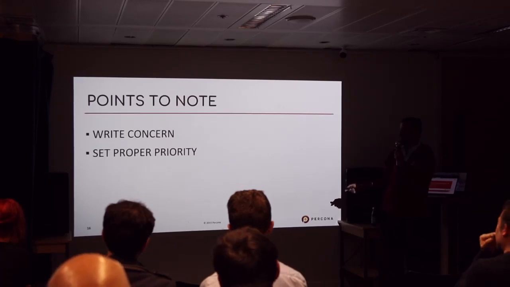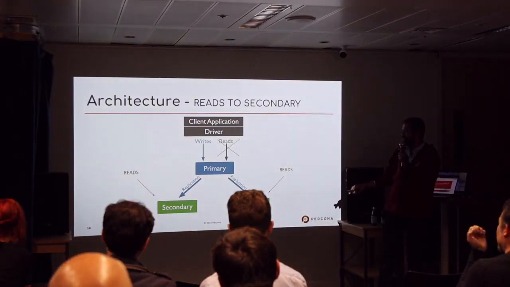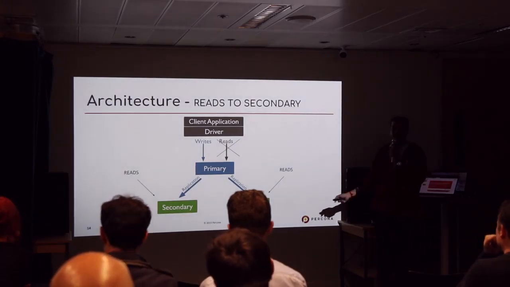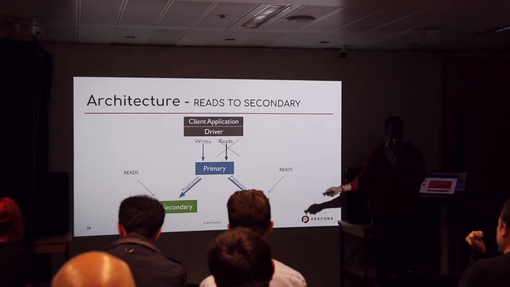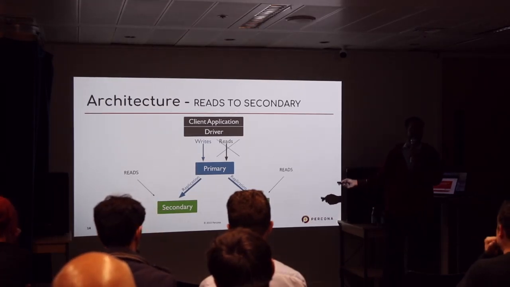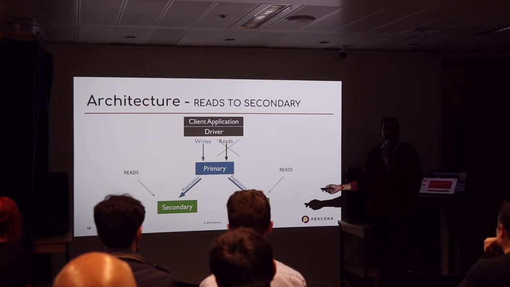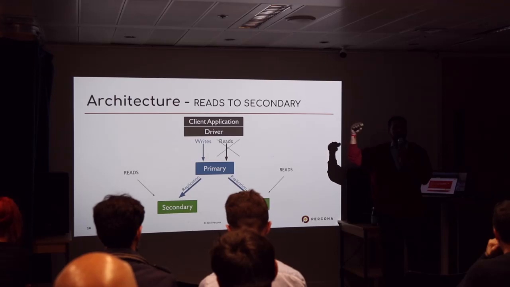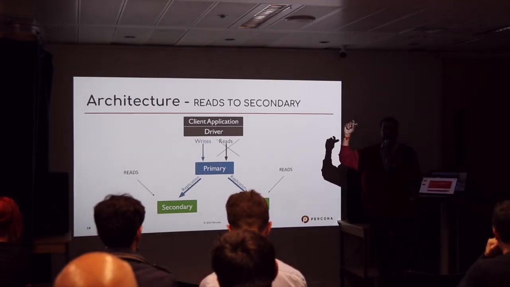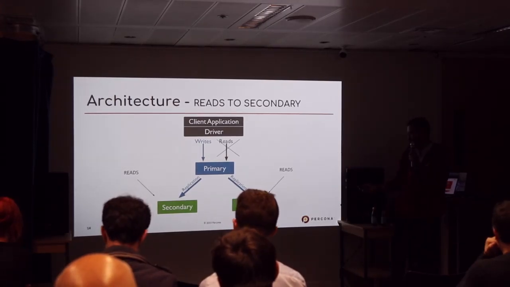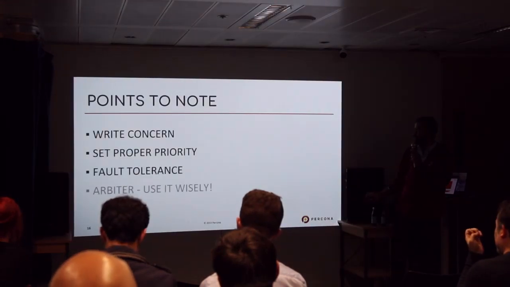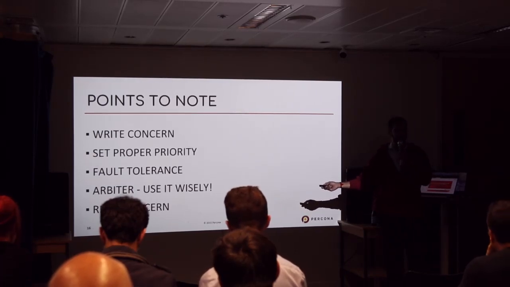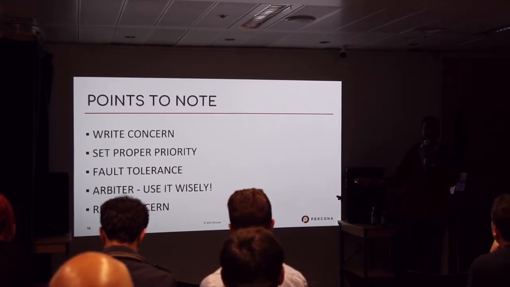Fault tolerance: if 2 nodes go down, you cannot have a single node as primary. So make sure you have enough members in the ReplicaSet configuration, so that even if 1 or 2 members go down, you have enough members to vote, and your primary is always up and running. And arbiter, use it wisely. You have the arbiter for voting purposes, so use it wisely so that you always have a primary up and running.